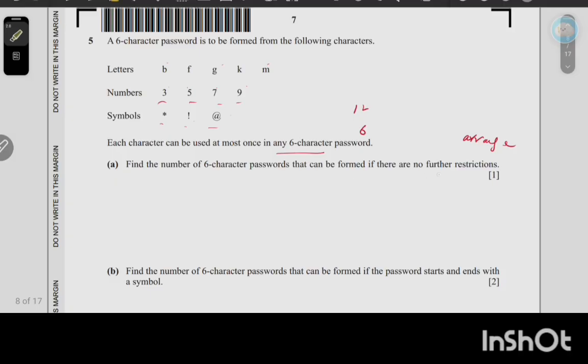There are no further restrictions. Simple, what thing we have to apply. We don't apply factorial here. Why? Because in factorial the objects and spaces are the same, but here the objects are 12 and the spaces are 6. So here we use permutation or combination, but as these numbers are arranged, we use only permutations.